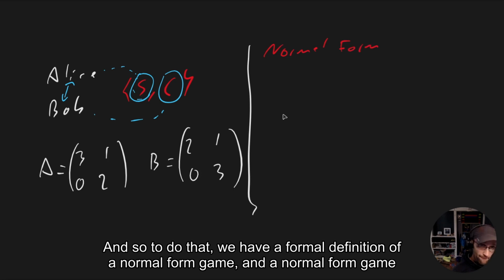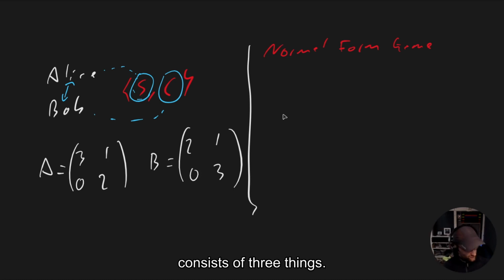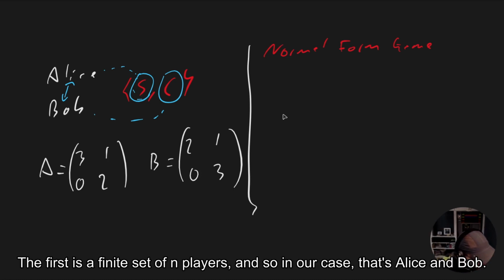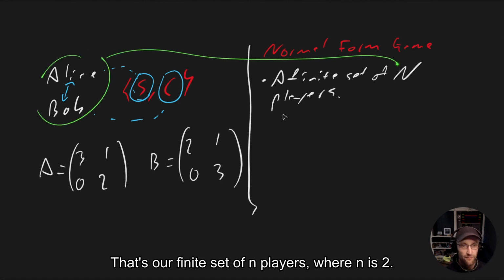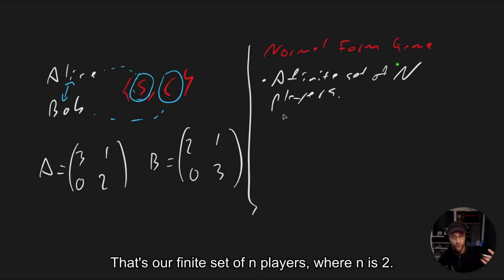form game. And a normal form game consists of three things. The first is a finite set of n players. And so in our case, that's Alice and Bob. That's our finite set of n players, where n is 2.